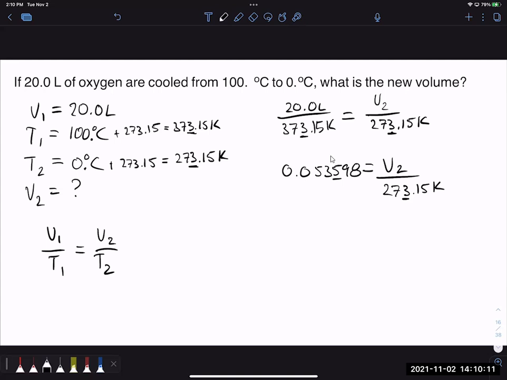So now we're going to take this 0.053598, which I'm not rounding in my calculator. We're going to multiply by 273.15 to get 14, again 3 sig figs, 14.6 liters for volume.